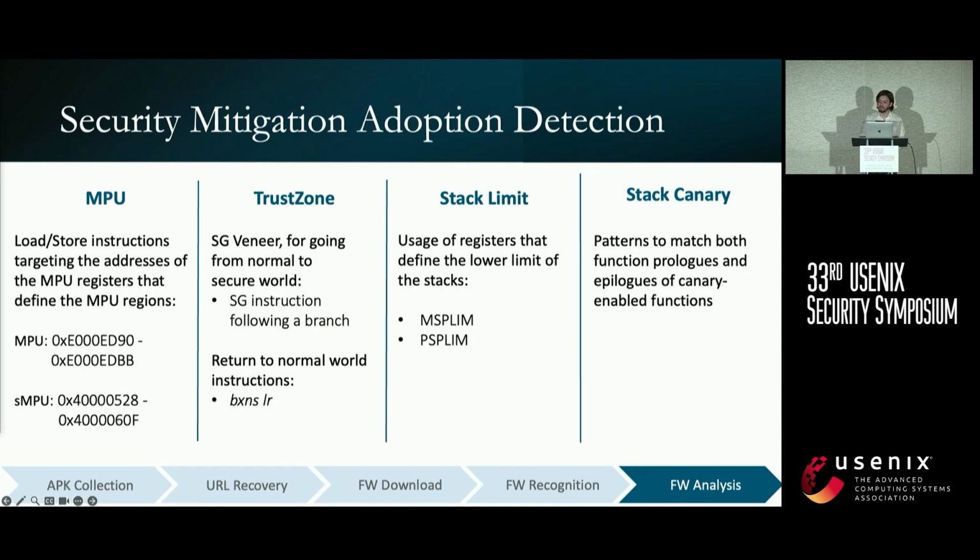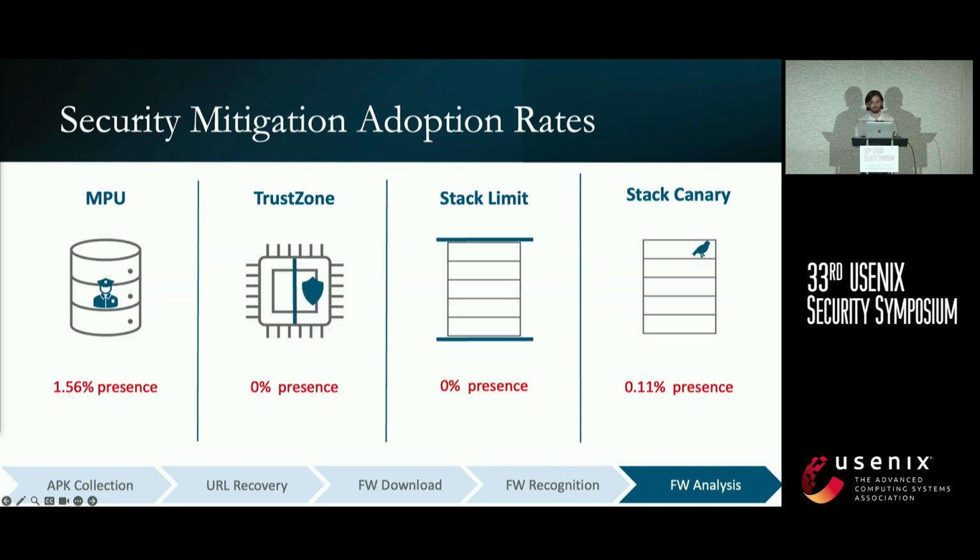To be able to identify these features, we developed checks for each mitigation. Unfortunately, we found that these mitigations are very rarely adopted in the real world, with MPU being used 1.56%, stack canary 0.11%, and the other two mitigations not being used at all.